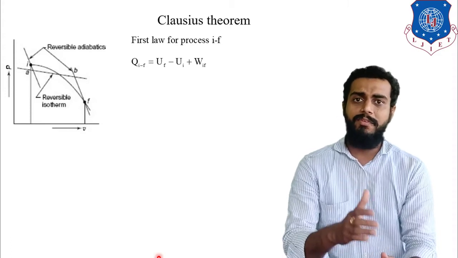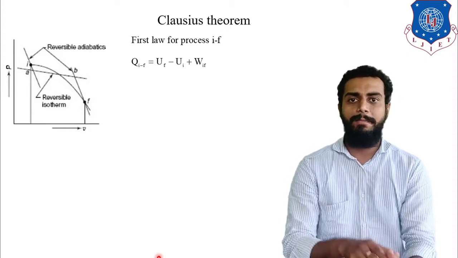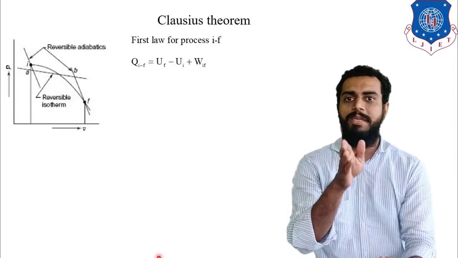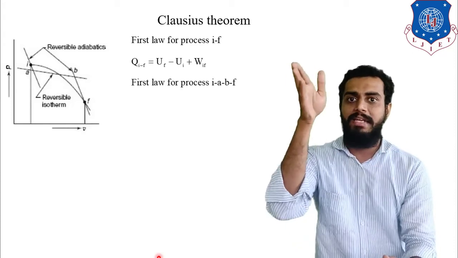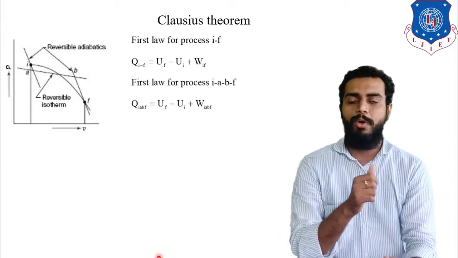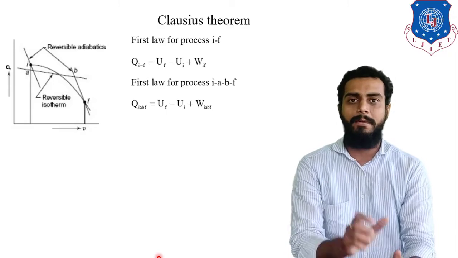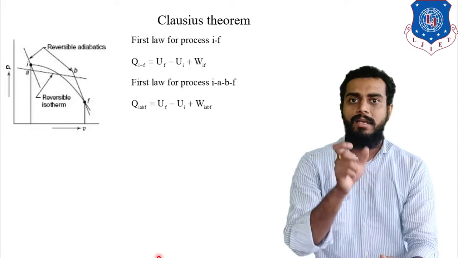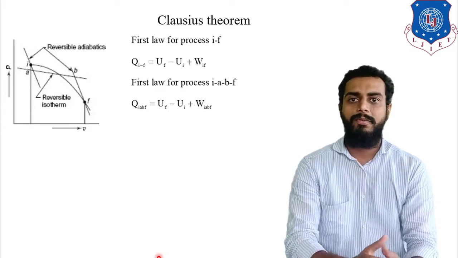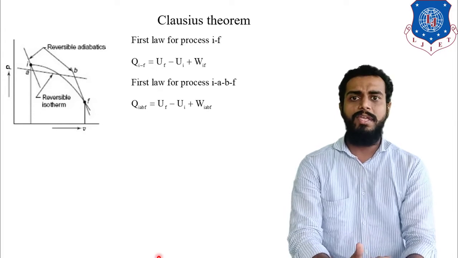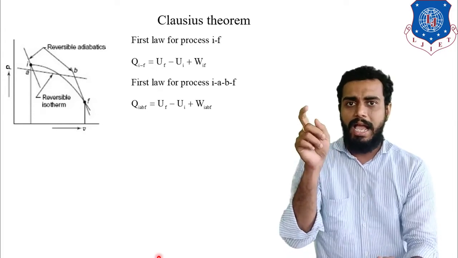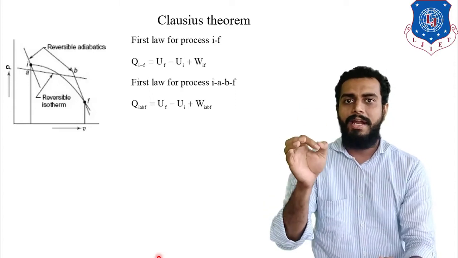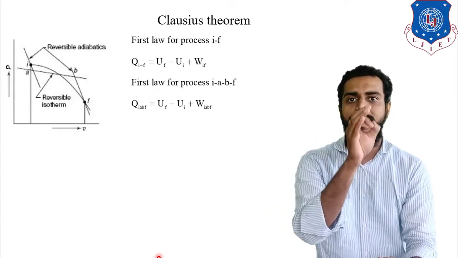Same way, let us apply the first law of thermodynamics to the IABF process. So for the IABF process, QIABF will be equal to UF minus UI, because ultimately the endpoints are UF and UI, and you know that internal energy is a property and a property depends on the point function. So UF minus UI plus work done, that is WIABF. Clear? Now here we know that the area under IABF is equivalent to the area under IF. That is why you can write WIF is equal to WIABF.